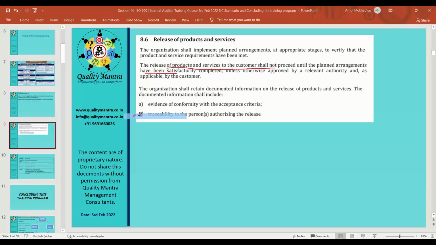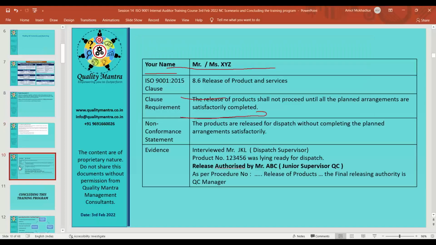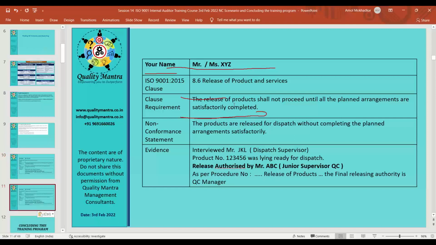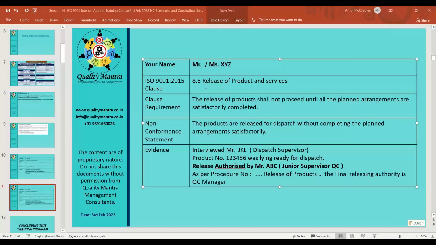अब यहाँ पे नॉन कन्फॉर्मेंस क्या आ जाएगा इस सिनेरियो में? द डॉक्यूमेंटेड इंफॉर्मेशन रिलेटेड टू द रिलीज ऑफ प्रोडक्ट डज नॉट इंक्लूड. उसमें क्या बोला था उन्होंने? शैल इंक्लूड. डज नॉट इंक्लूड ट्रेसेबिलिटी टू द पर्सन ऑथराइजिंग द रिलीज. सो यहां पे जब हम इसका स्टेटमेंट लिखेंगे, लेट मी क्लियर इट. सेम है ना, सिनेरियो सेम है, थोड़ा सा चेंजेस हो गया है.